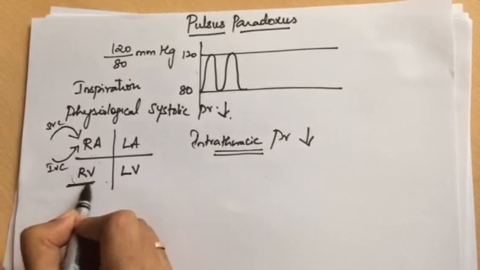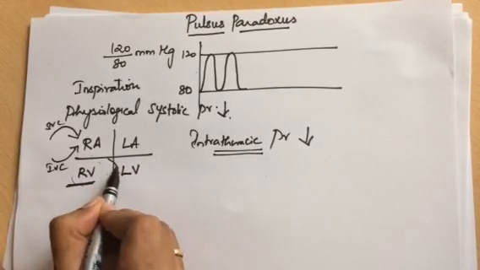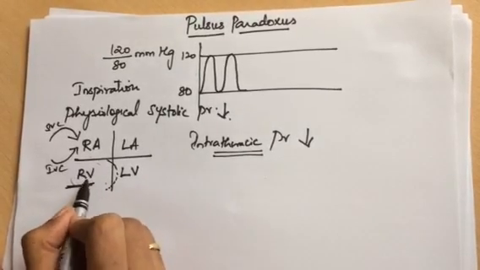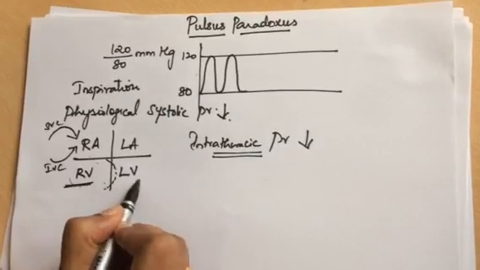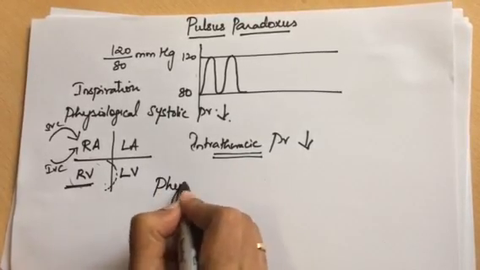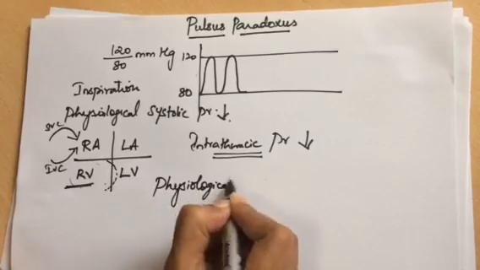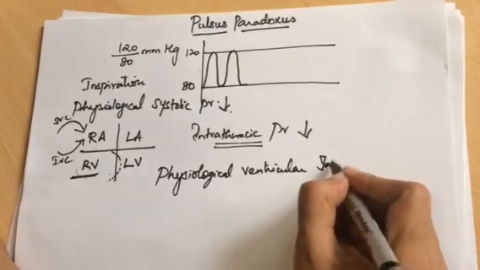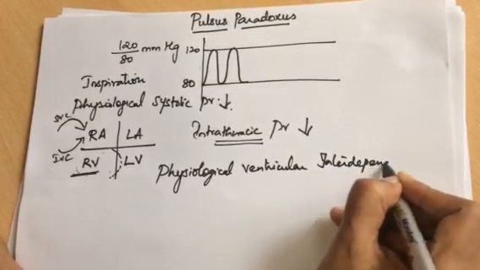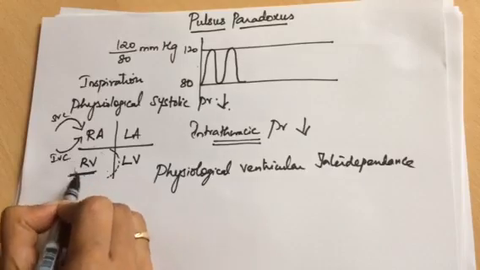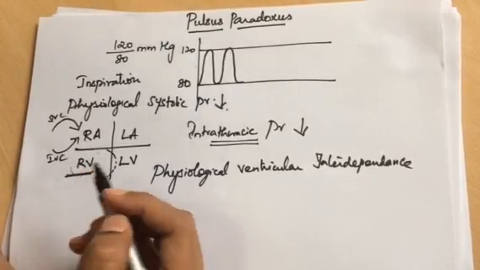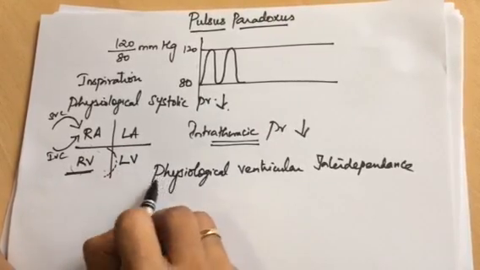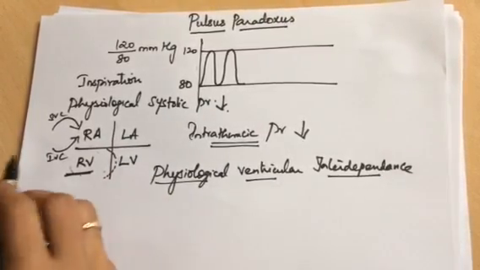Because of the distension in the right ventricle, the interventricular septum slightly bulges towards the left. The distension of the right ventricle occupies some space of the left ventricle, which is also known as physiological ventricular interdependence. The increase in volume of one chamber of the heart is allowing the other chamber to decrease its volume, and that is called as physiological ventricular interdependence.